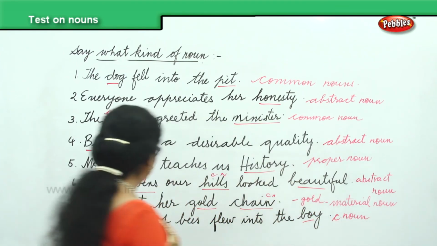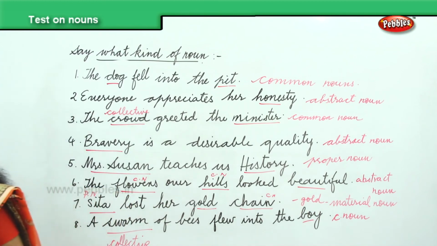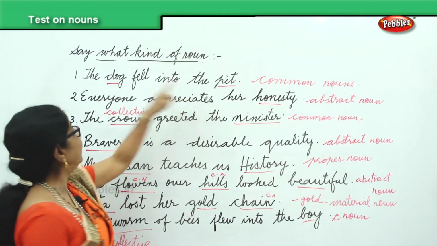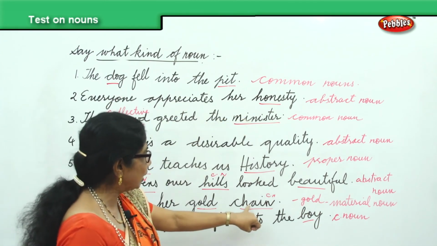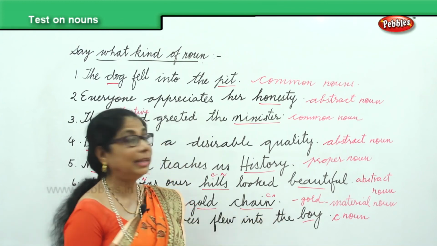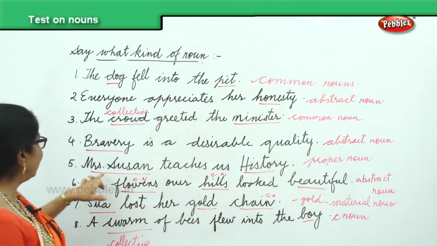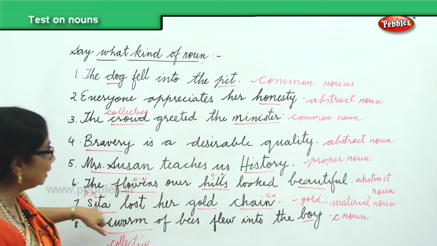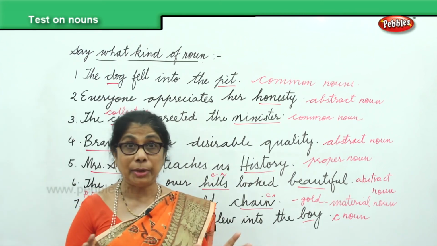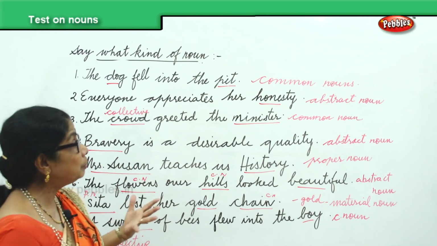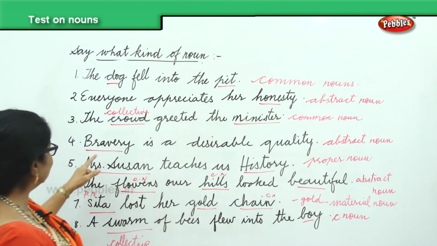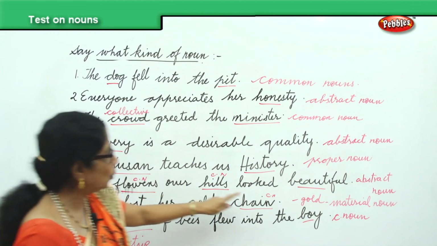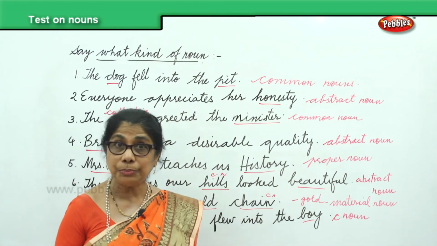Now let's look at it again. We have gone through all 4 types of noun. Common nouns: we have pit and dog, and then you have minister, then you have chain and boy. Next you have proper nouns. You have Mrs. Susan, Sita, history, they are all proper nouns. Then you have abstract nouns: honesty, bravery, beautiful, they are all abstract nouns.